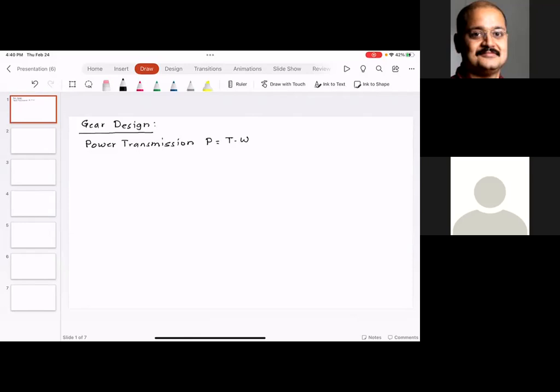Okay, so going back to our discussion, power transmission is the product of two terms. One is torque and the other one is angular speed. So you have torque and angular speed.